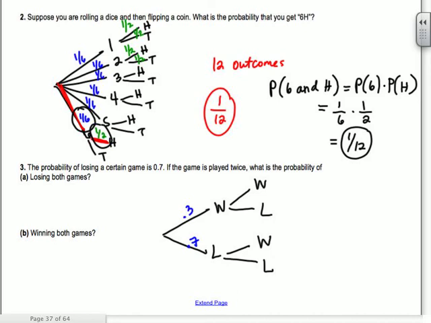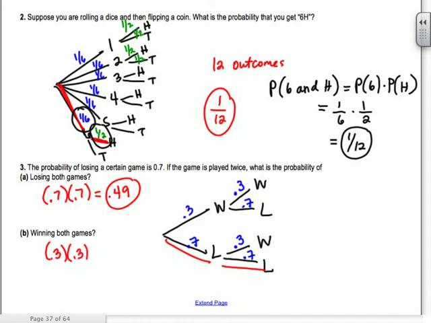All right, once I win, this doesn't affect the outcome of the next thing. My probability of winning again is 0.3. My probability of losing is 0.7. Probability of winning is 0.3. Probability of losing is 0.7. So the probability of losing both games means you would go this route. So lose, lose. So what do I need to do? Yeah, 0.7 times 0.7, so you get 0.49. So what's the probability of winning both games? 0.3 times 0.3, so 0.09.